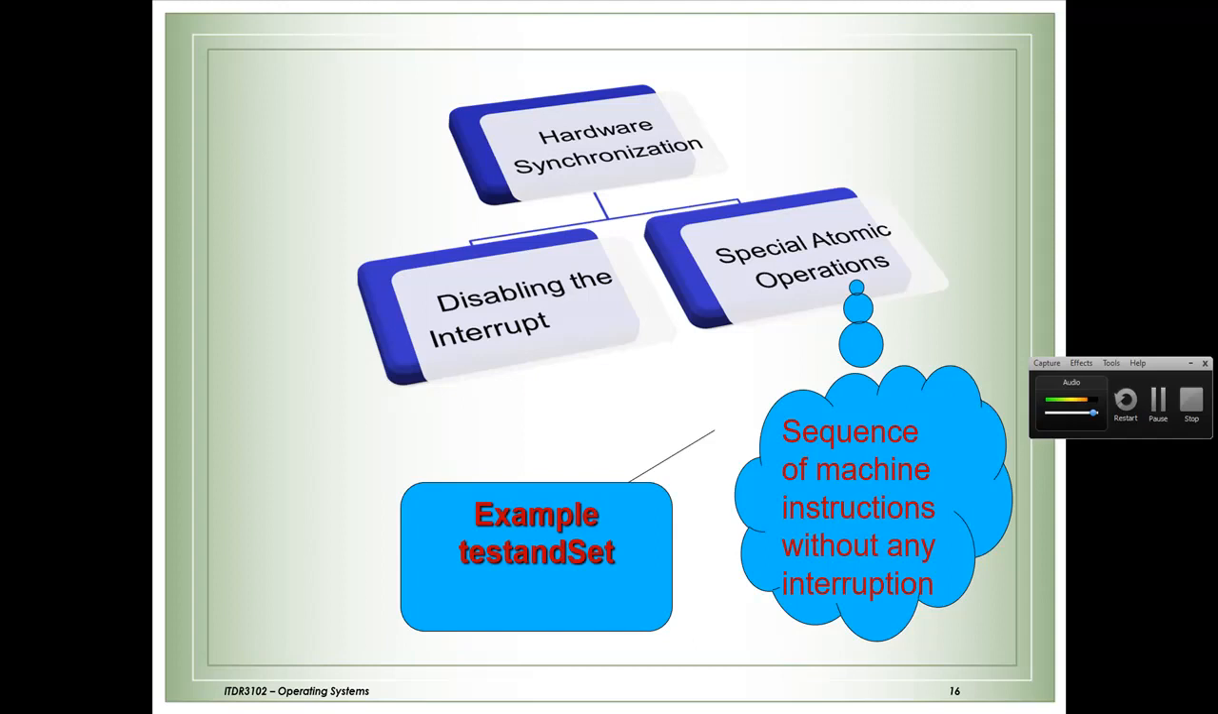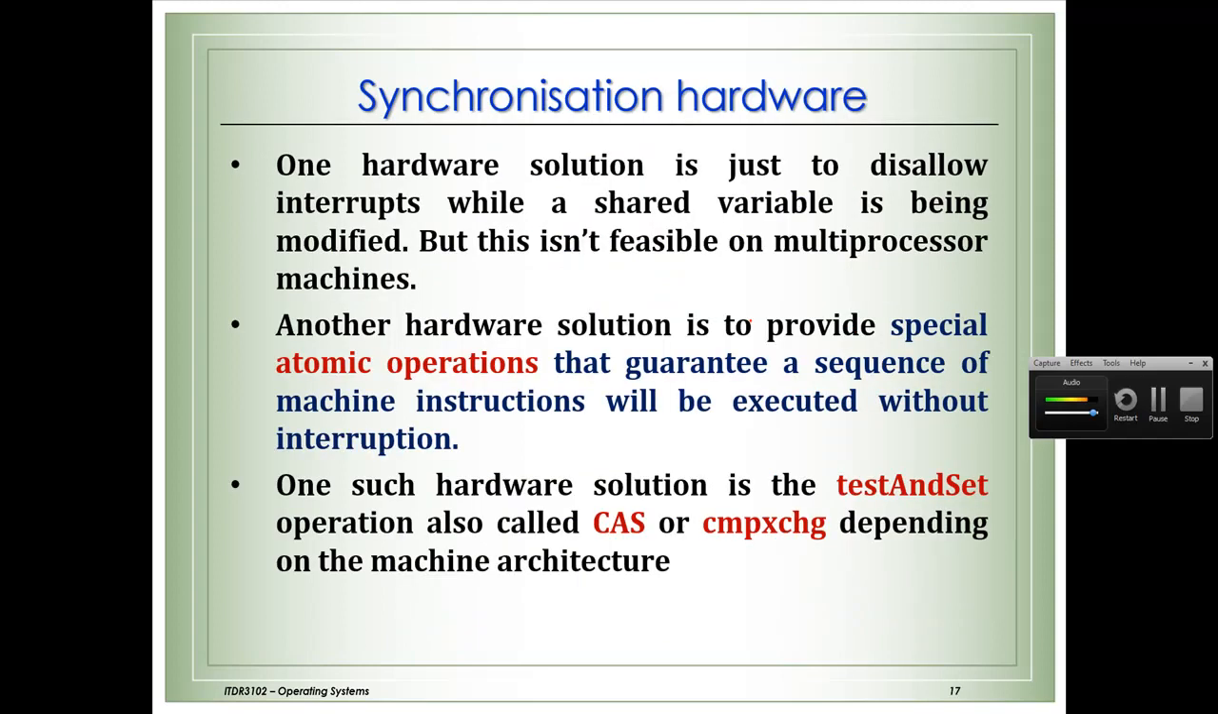Nowadays modern applications and programming languages like Java, Python, etc. make use of the hardware level synchronization which is available. They can be called test and set or compare and exchange. A sequence of machine instructions executed without any interruption is called an atomic operation. For example, compare and exchange or test and set algorithms.